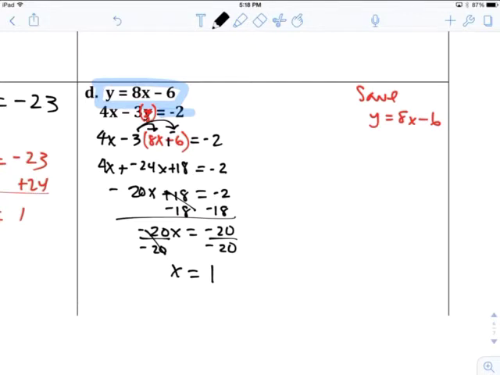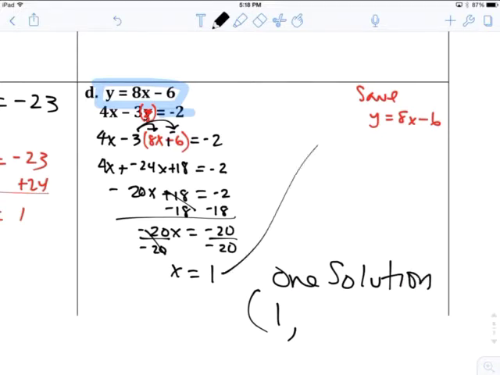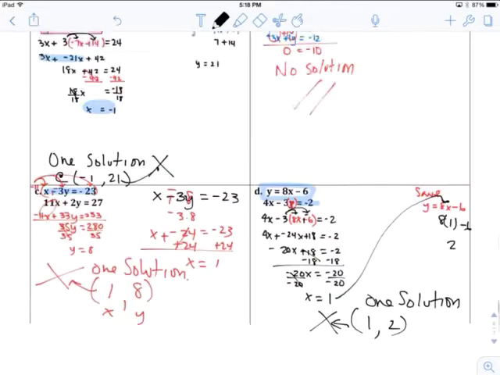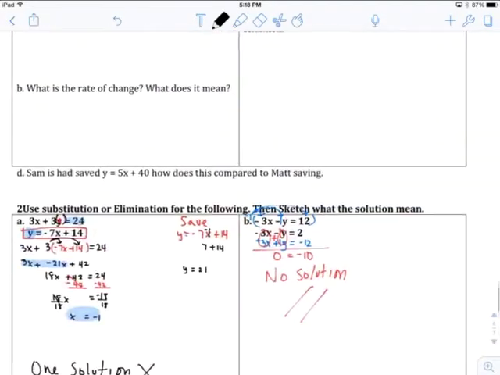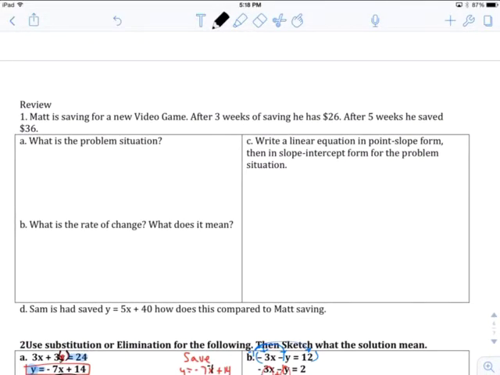So your one solution, right? It's one solution at 1. They cross at, put 1 here. So 8 times 1 minus 6, you get 2. So the lines meet at 1, 2. That's the last page, and here's this one. You know how to do these.